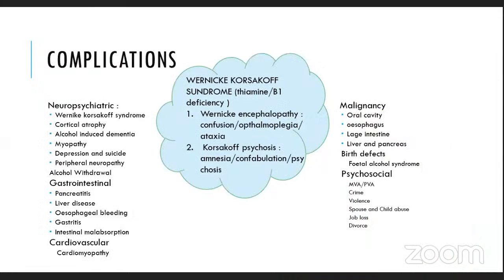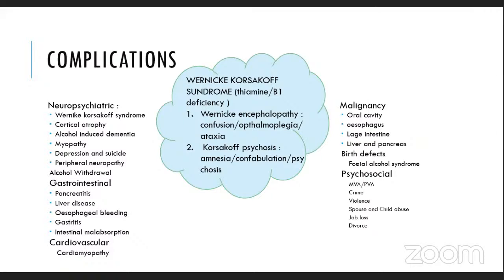Okay, complications of substance use, and in this case, we're going into alcohol use. So there's multiple complications, and we've grouped them into systems in this scenario. These include neuropsychiatric complications like Wernicke-Korsakoff syndrome, alcohol-induced dementia, cortical atrophy, myopathy, depression and suicide, peripheral neuropathy and withdrawal. Under the gastrointestinal system, you get pancreatitis, liver disease, esophageal bleeds, gastritis, intestinal malabsorption.